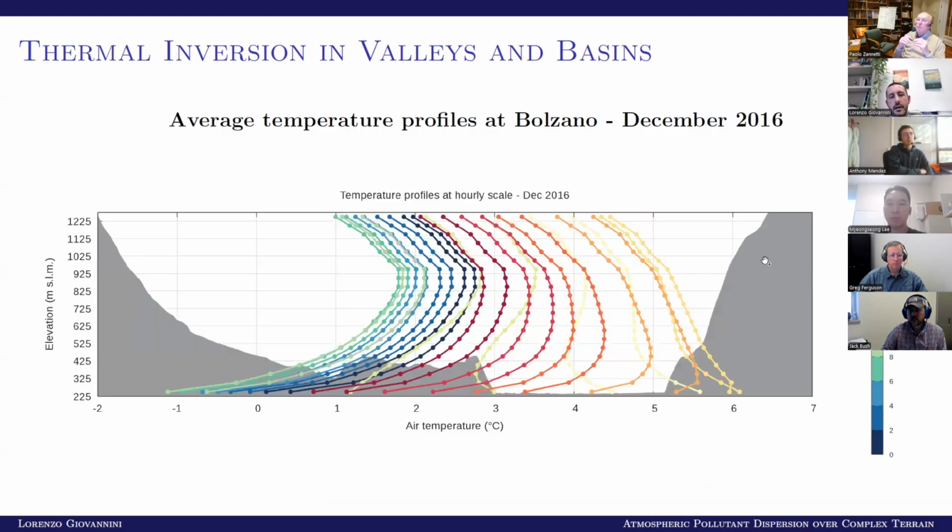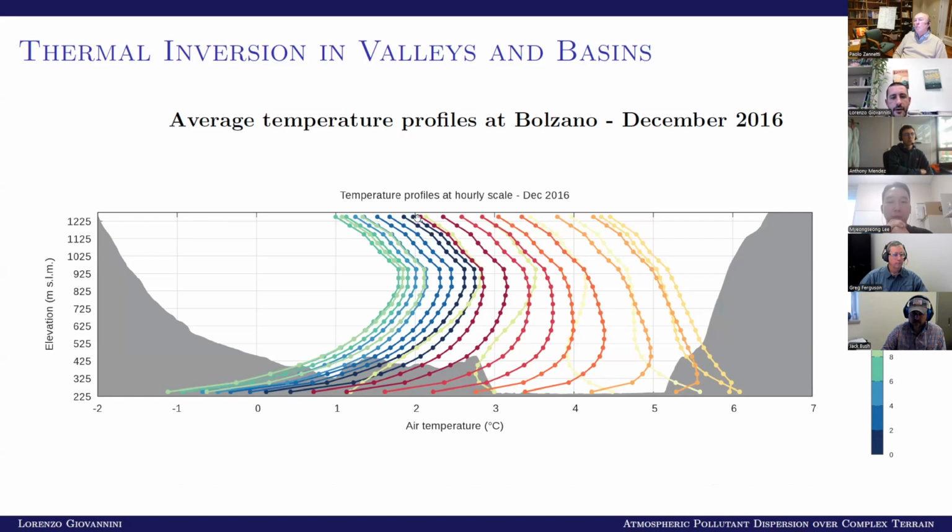This is an example of what can happen inside a mountain valley. So we are here in the city of Bolzano again, in South Tyrol, in the northern part of Italy, at the bottom of a rather narrow and deep alpine valley. And these are measurements taken with a temperature profiler in December 2016.